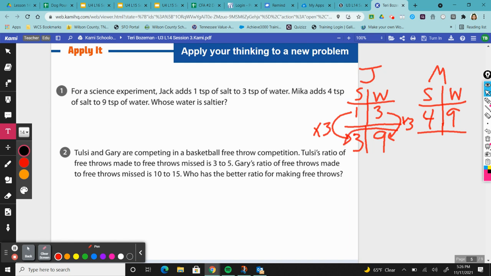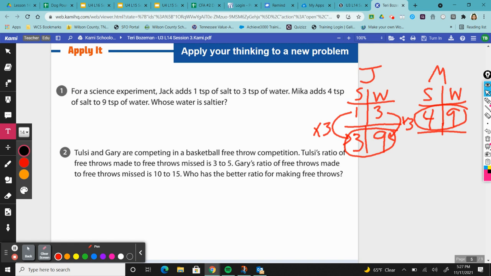Now I'm comparing ratios that have the same amount of water so that then I can look and say, okay, which one has more salt? So, whose water is saltier? We see that Mika's water is saltier, right? 4 to 9 is larger than 3 to 9, right? So, Mika's water is saltier.